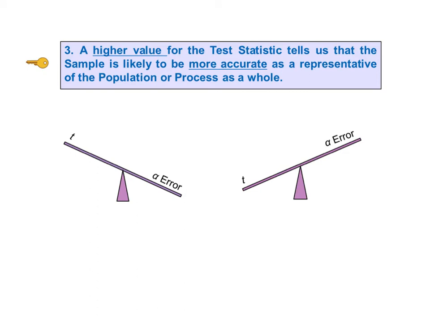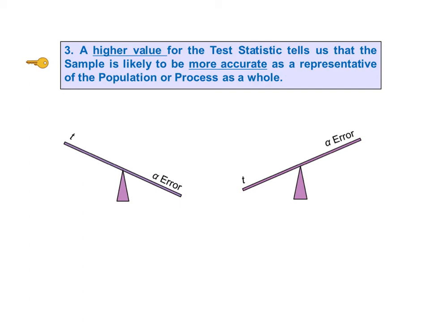Key to understanding number 3 states, a higher value for the test statistic tells us that the sample is likely to more accurately represent the population or process as a whole. Here we're defining more accurate as having a lower probability of an alpha error, that is a false positive. That is the error of concluding that there is a statistically significant difference when in reality there is not.